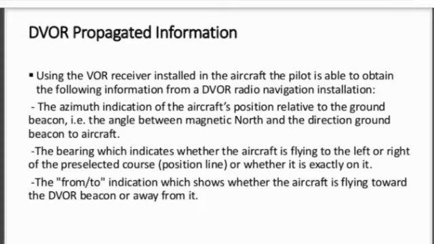Then the third type of information is whether the aircraft is moving from or towards the DVOR equipment. Usually the DVOR equipment is placed along with an airport, so it gives information whether the aircraft is moving away from or moving towards the airport.